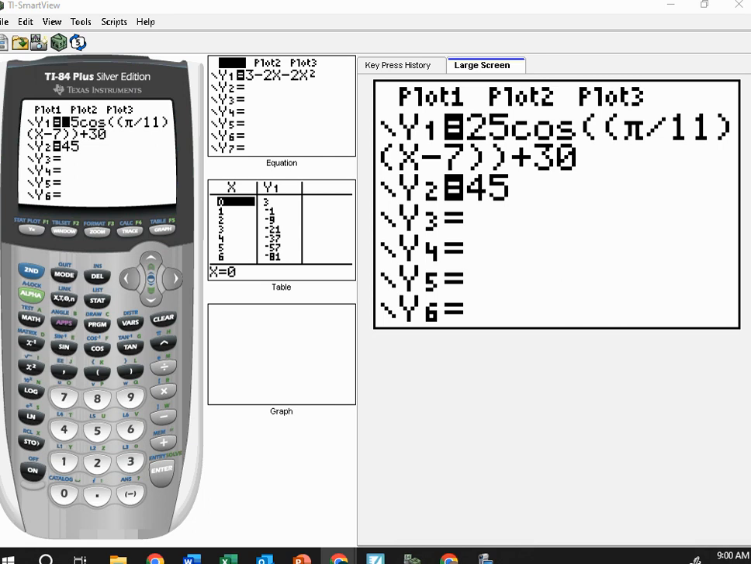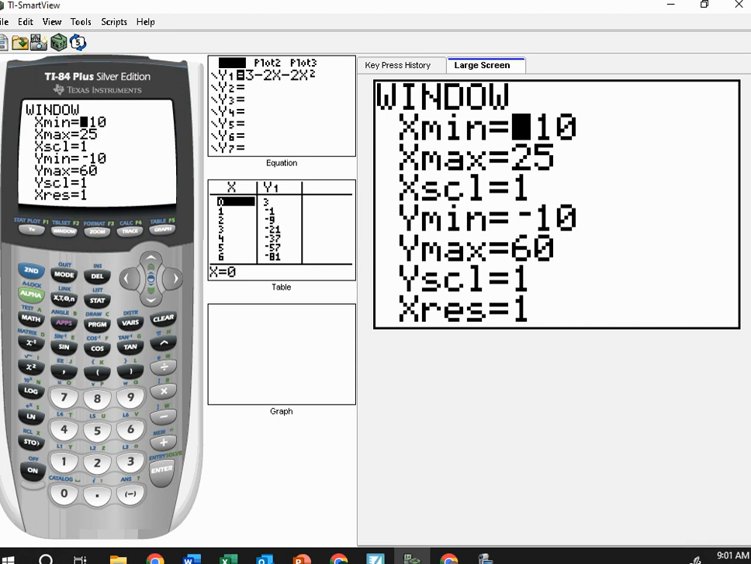Okay, for the window, do you guys see the little key that says window in the very top row? We're going to push that. All right, yours will say -10 to 10 probably, and then -10 to 10. Is that what yours looks like? Okay, we're going to adjust that so that we can see everything that's happening. So x minimum of -10 is fine.